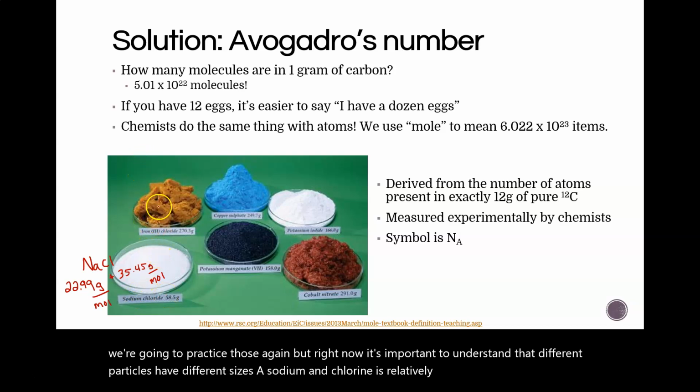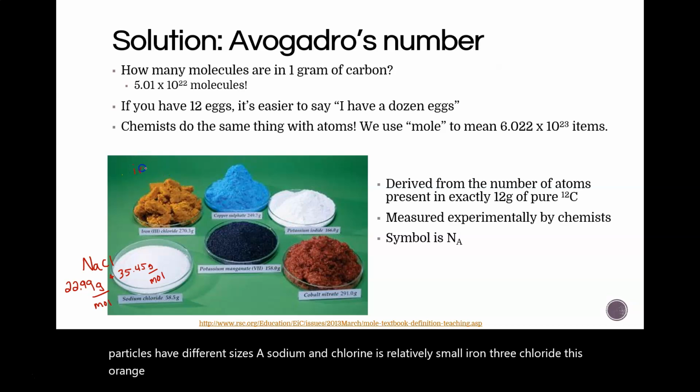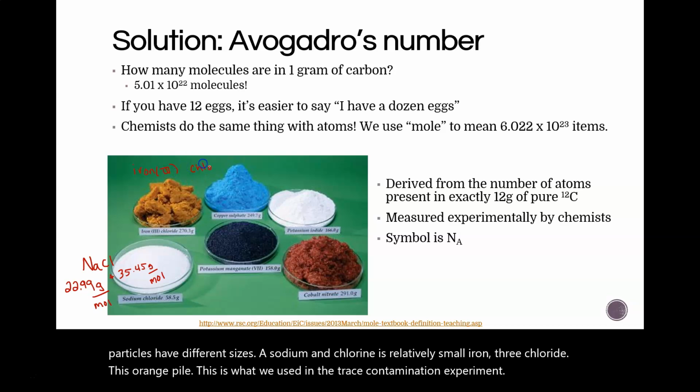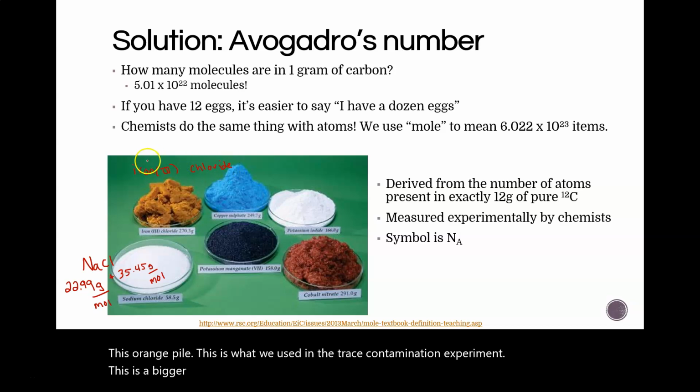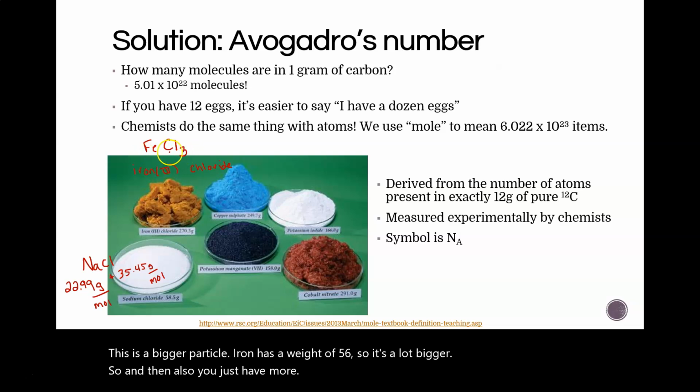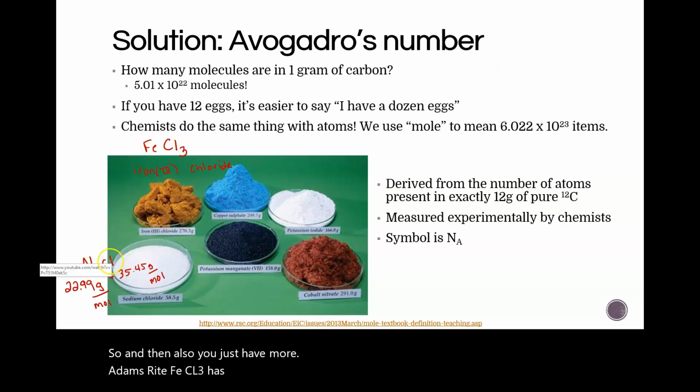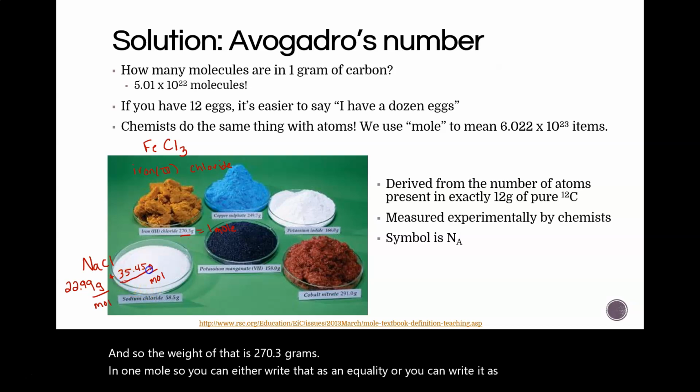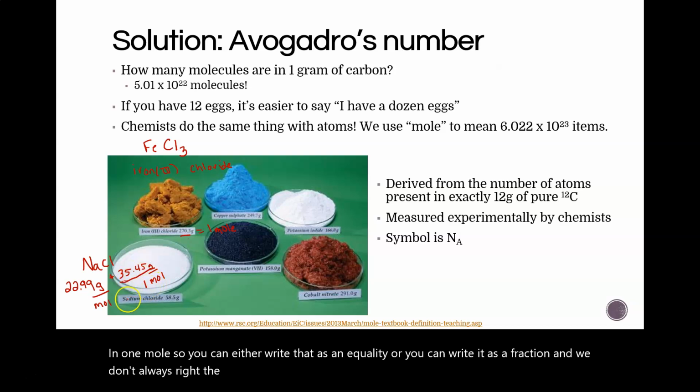Iron 3 chloride, this orange pile, this is what we used in the trace contamination experiment. This is a bigger particle. Iron has a weight of 56, so it's a lot bigger. And then also you just have more atoms, right? FeCl3 has 4 atoms instead of 2. And so the weight of that is 270.3 grams in 1 mole. So you can either write that as an equality or you can write it as a fraction. And we don't always write the 1 mole on the bottom, but it's implied.